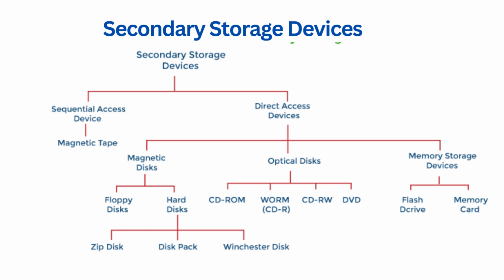So you can see secondary storage devices. We have magnetic disk, optical disk, and memory storage devices. On the magnetic disk, we have floppy disk and hard disk. On the optical disk, we have CD-ROM, CD, DVD, and Blu-rays. And on the memory storage, the solid state, we have flash drives and memory cards.